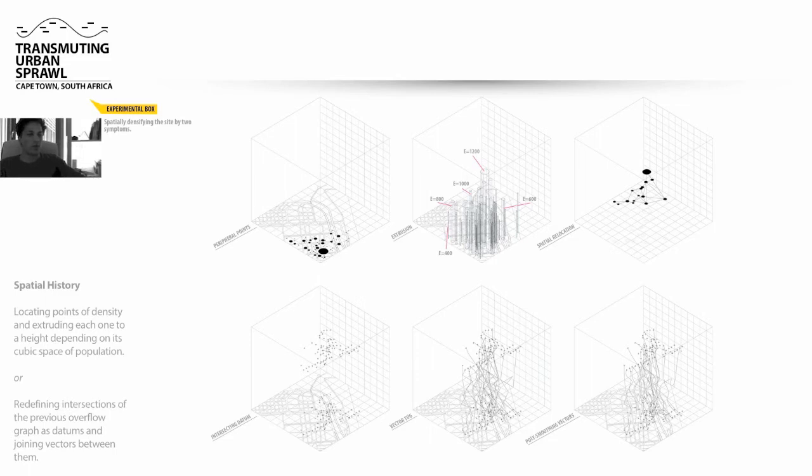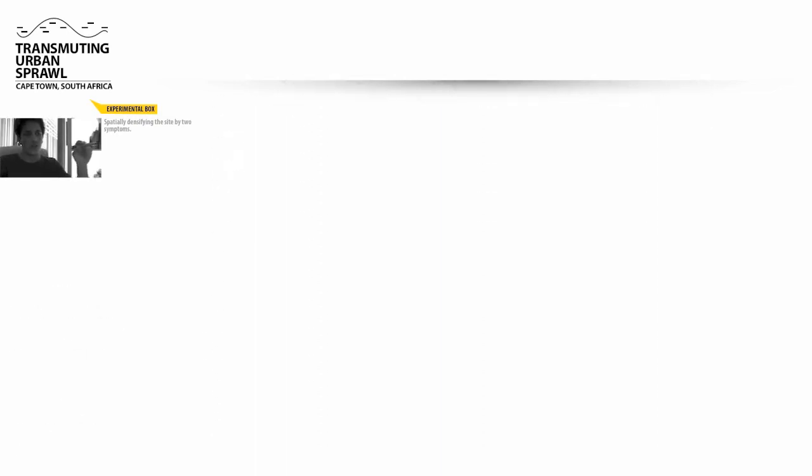Above, a relocation of points of density over a planar grid represents the triangle formed by previous intersections, which is then extruded to a height depending on its basic cubic space of population. Below that one, the previous overflow is represented three-dimensionally with a 90-degree angle, smoothing the vectors that join them. These interpretations emerged after a diagnosis of the analysis of the potential zones, mixed with the study of visuals and vanishing points that were specifically traced towards the south side of the site.